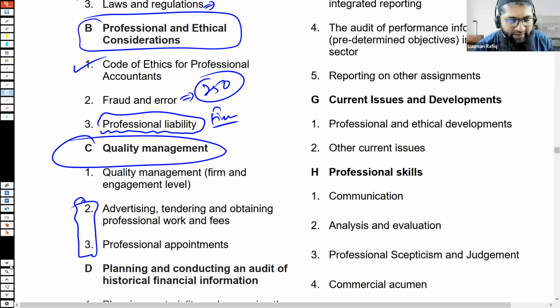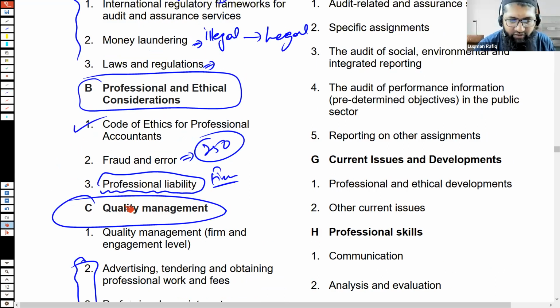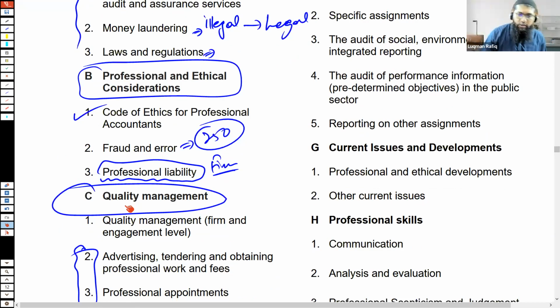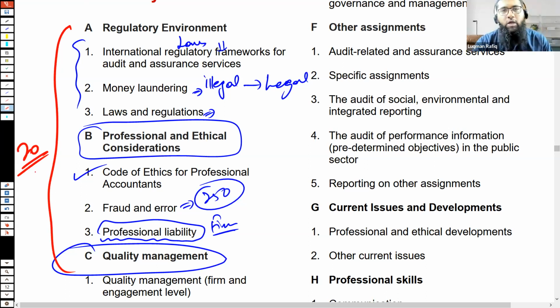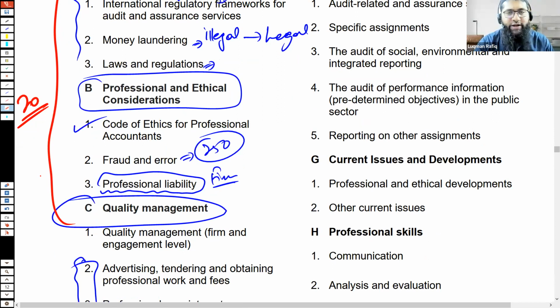If you look at this section A, section B, section C, it talks about the quality standards, ethics, the professional aspects, and quality management. From the exam perspective, I believe that all these three areas would have a weightage of 20 marks, plus obviously 5 professional marks are going to be attached to this specific area.